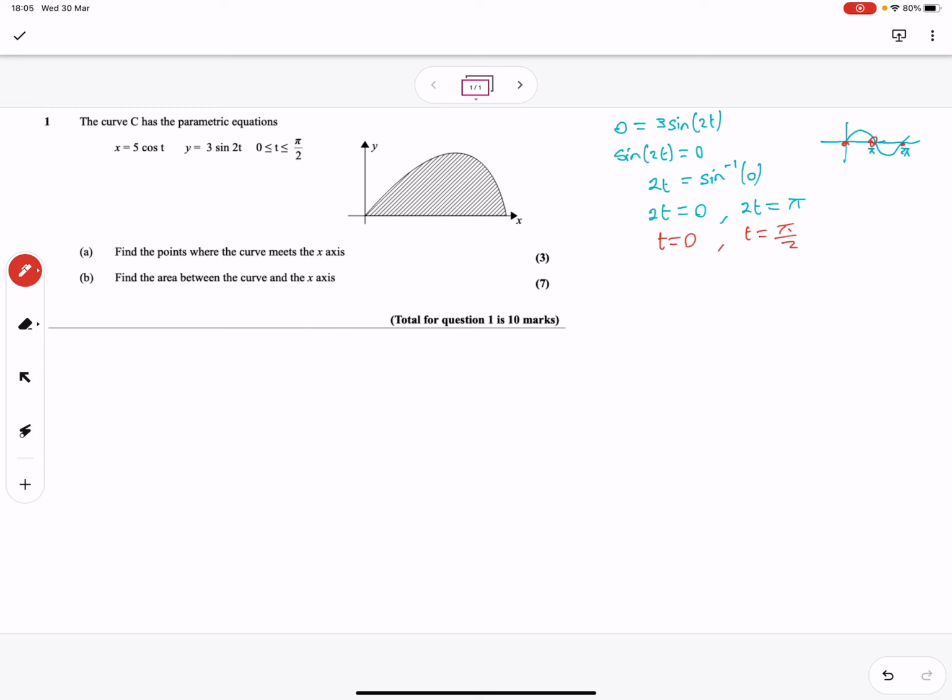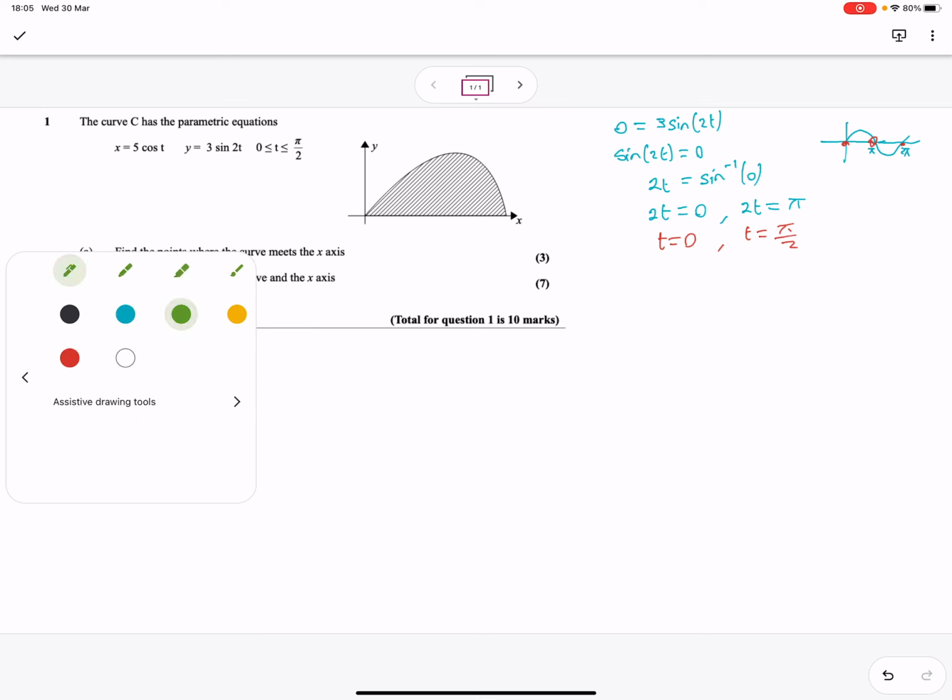So those are the 2 points where the curve meets the x-axis. It meets the x-axis when t equals 0 and t equals pi over 2. I believe that's all they wanted. Is that what we're going to have to say? Yeah. If they really wanted us to go further with it, then we can just substitute that into x as well.